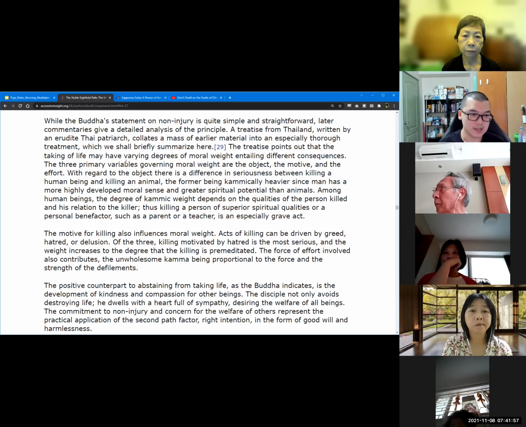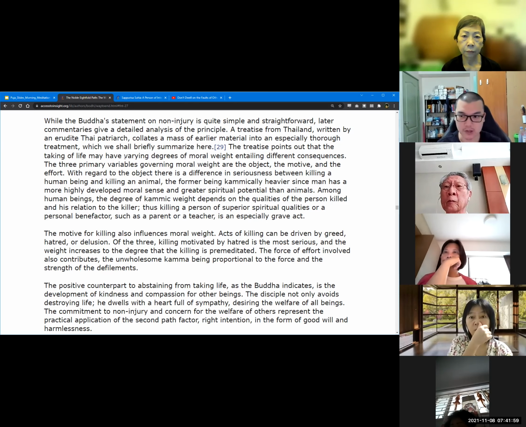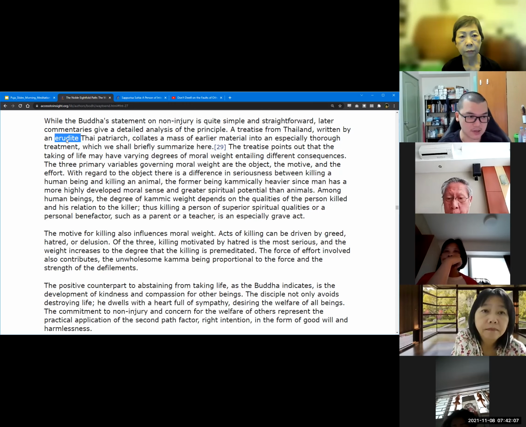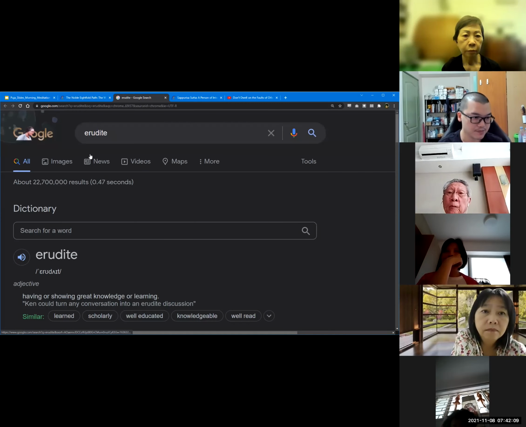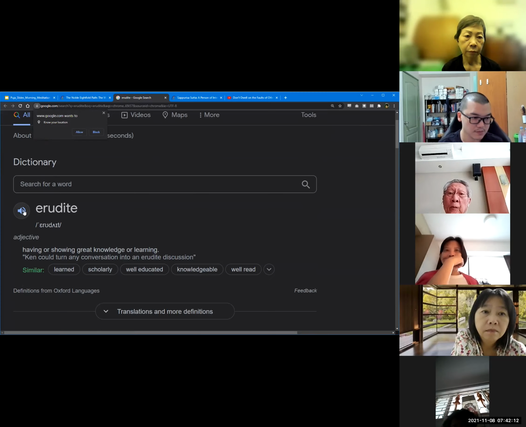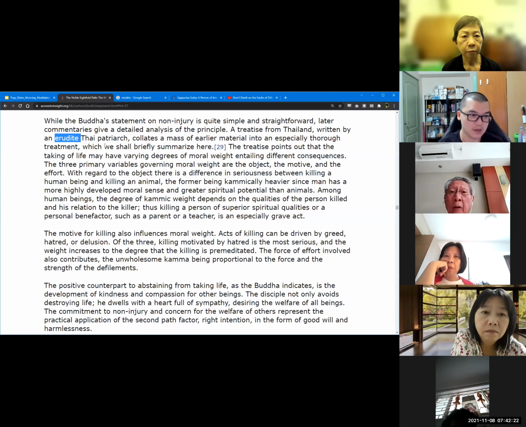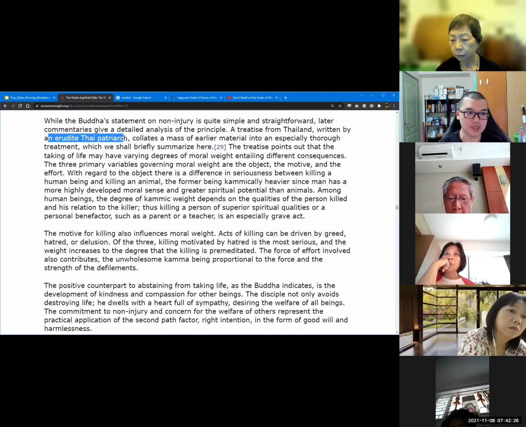Okay. This is an interesting paragraph worth exploring deeper, but first let's define a few difficult words. Firstly, this one, erudite. It's actually pronounced erudite. Having or showing great knowledge or learning. So a Thai patriarch with great knowledge.